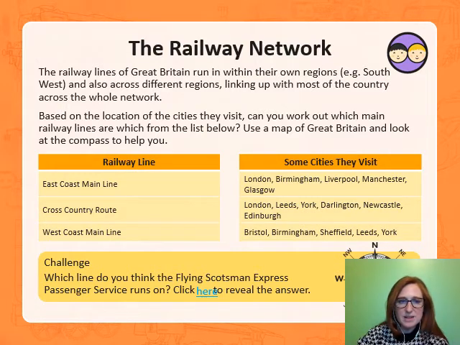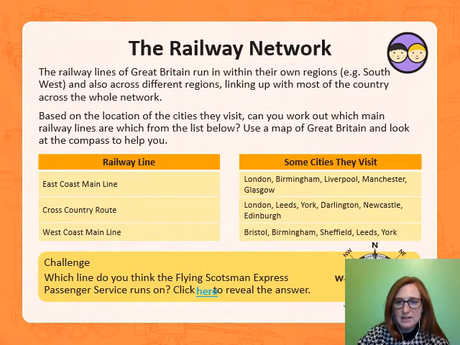So these are the railway lines: the East Coast Main Line, the Cross Country Route and the West Coast Main Line. These are some of the cities that they visit: London, Birmingham, Liverpool and Manchester and Glasgow. Are they mainly in the east? Are they going across the country, or are they mainly on the west coast?